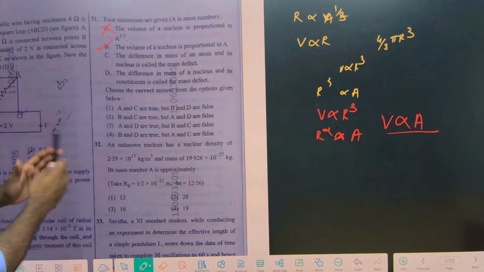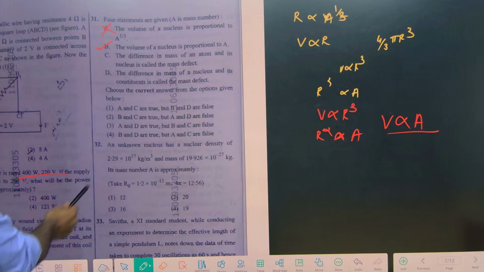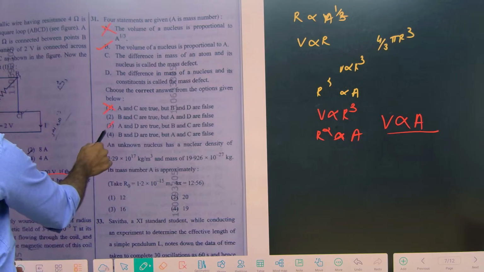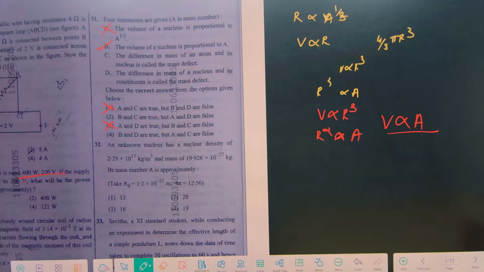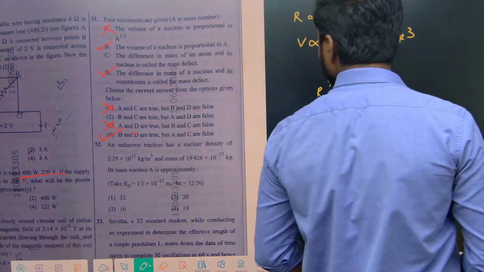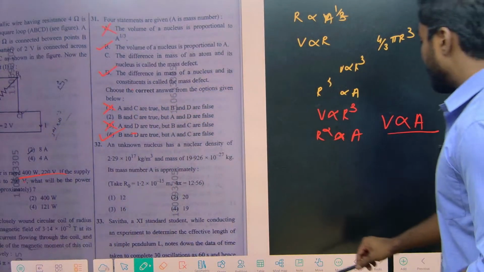So true and false they are asking. I can neglect option A, and I can neglect option C also. Remaining is the difference in mass. The difference in mass of a nucleus and its constituents is called mass defect, so difference in mass of an atom and its nucleus is false. So option 4 is the answer. B and D are true, A and C are false. So next question we will see.